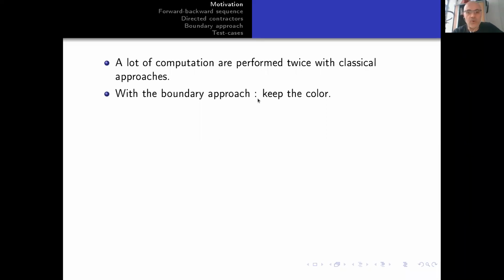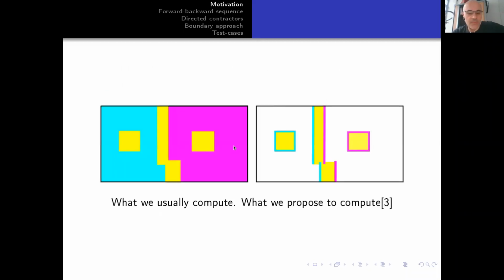Okay, so we want to avoid doing it twice, and what is important is to keep the information backward whether you are inside or outside. I have two images, just to give the idea of what we want to do. On the left, we have boxes with the classical algorithm: yellow, magenta, and blue. And on the right, we have only 4 boxes, the yellow boxes, but we have some colors on the boundary. So just the faces of the box have a color, which means inside or outside. On the right is what we want to compute.